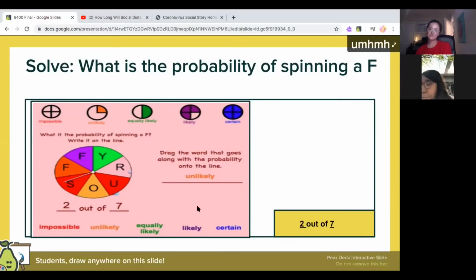So let's look at our pie chart slices. How many F's do we have in this pie chart? Let's look at them. I see 1 orange F slice and I see 1 purple F slice. So that means the probability of spinning an F is going to be 2 out of 7.